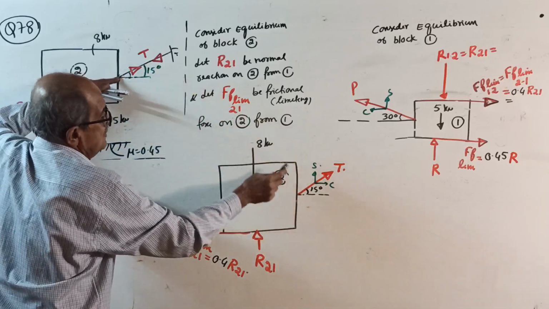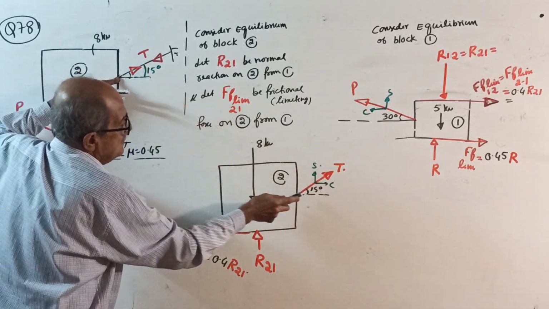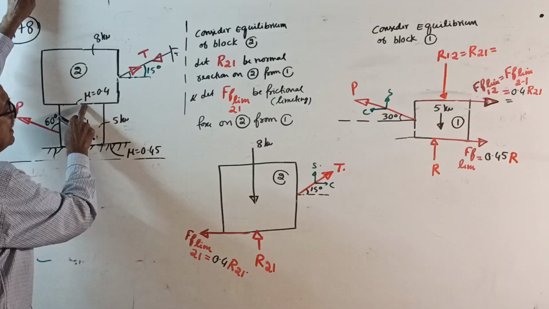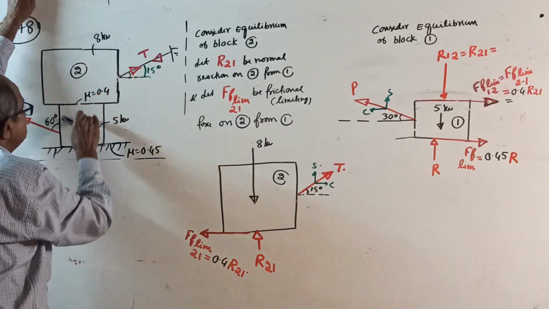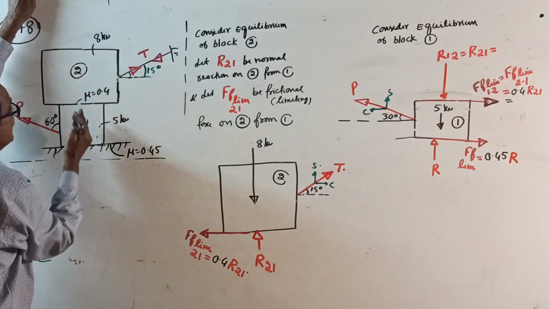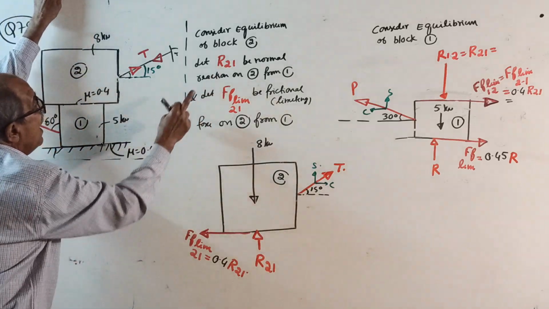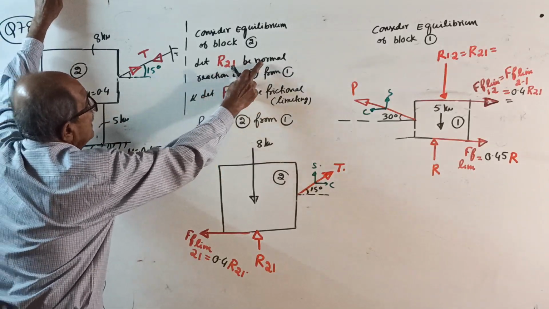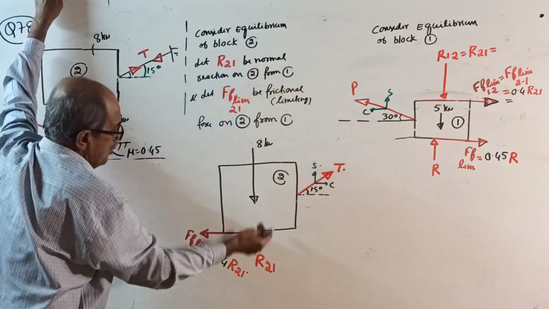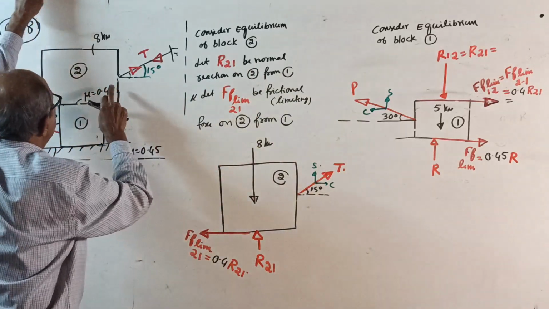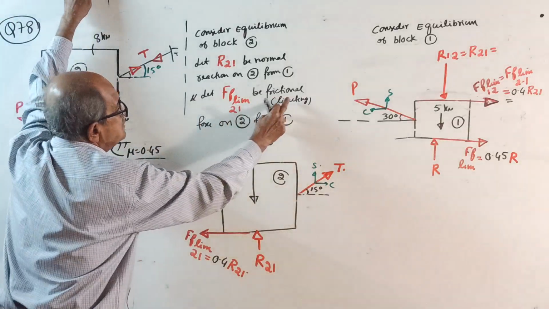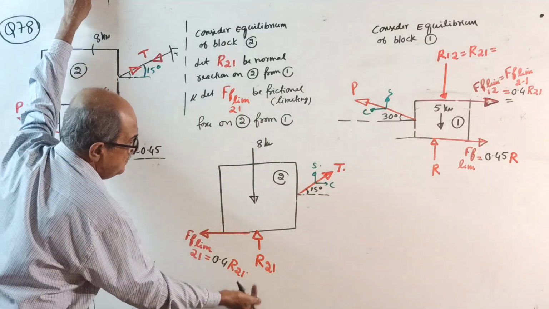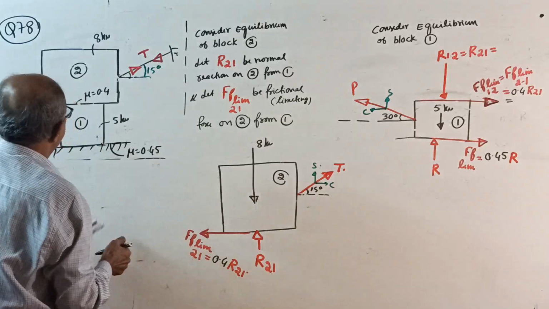Tension T, T at 15 degrees, cos, you know it. Then normal reaction, from this it will press down, so you get a normal reaction. Let R21 be the normal reaction on 2 from block 1, and FF21 the limiting frictional force for 2 from block 1. This is easier. Now here, limiting friction.